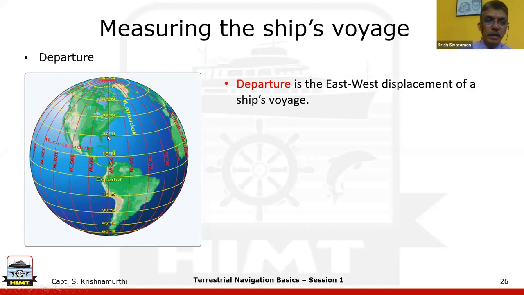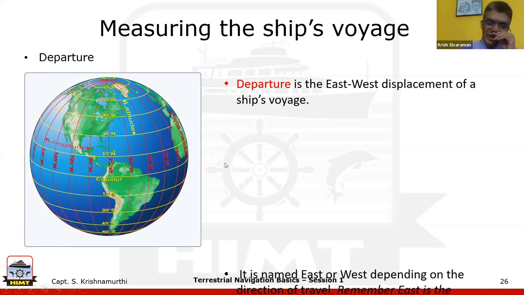Now, by definition, departure is the east-west displacement. It is not the D-long. D-long is this along the meridian. But if it is going at 30 degrees north latitude along that parallel, that would be its departure. Okay? For the same D-long, you have different departures. As you go higher and higher up the latitude, you will find that the amount of distance to be covered is lesser and lesser, even though you are covering the same amount of D-long. And that is obviously because all the meridians are bunching up together at the poles, north or south pole. Converging at the pole, sir. Converging at the pole. Okay.